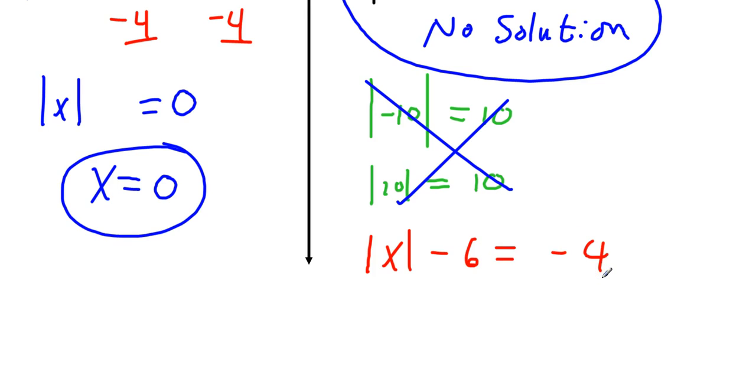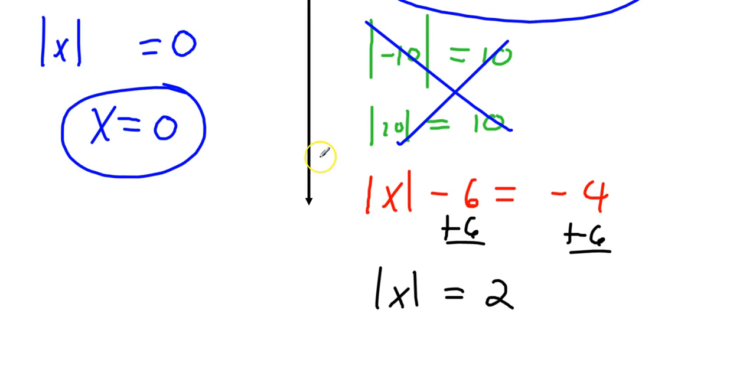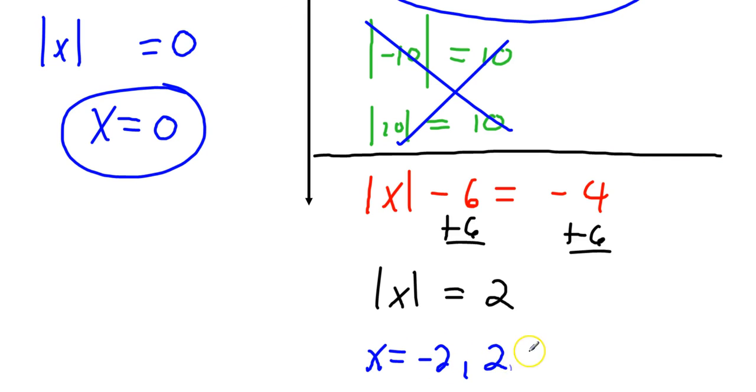You may start off with something like absolute value of x minus 6 equals negative 4. Looks like it's no solution, but again, the first thing you have to do is get the absolute value by itself. So you'd have to add 6 to both sides. And once you do that, now you've got absolute value of x equals 2. Now you're okay, because it's a positive number. So now you can split this up: x is going to equal negative 2, or x would equal positive 2.